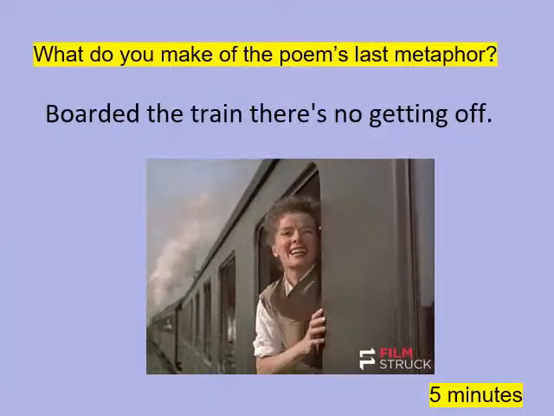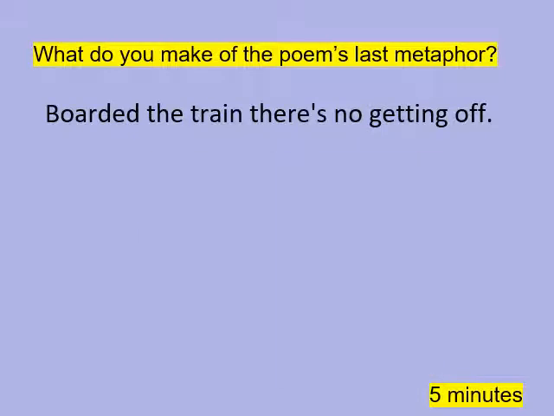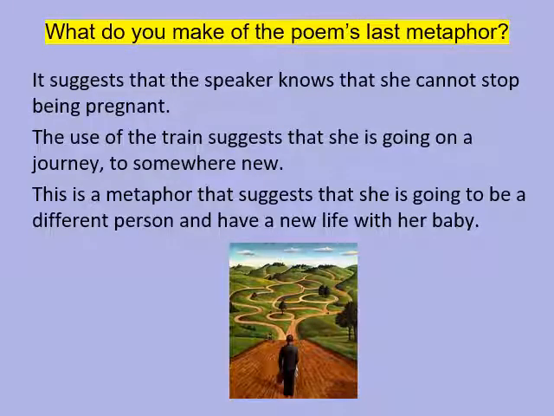And what do you make of the poem's last metaphor? Boarded the train and there's no getting off. Just write down a couple of notes. What does that mean in the context of someone having a baby? It suggests that the speaker knows that she cannot stop being pregnant. The use of the train suggests that she is going on a journey to somewhere new. This is a metaphor that suggests that she is going to be a different person and have a new life with her baby.